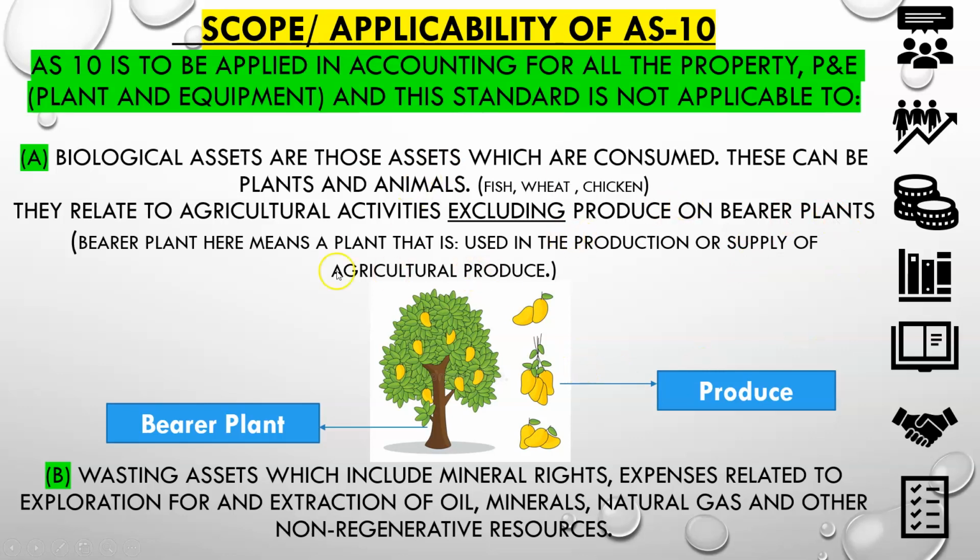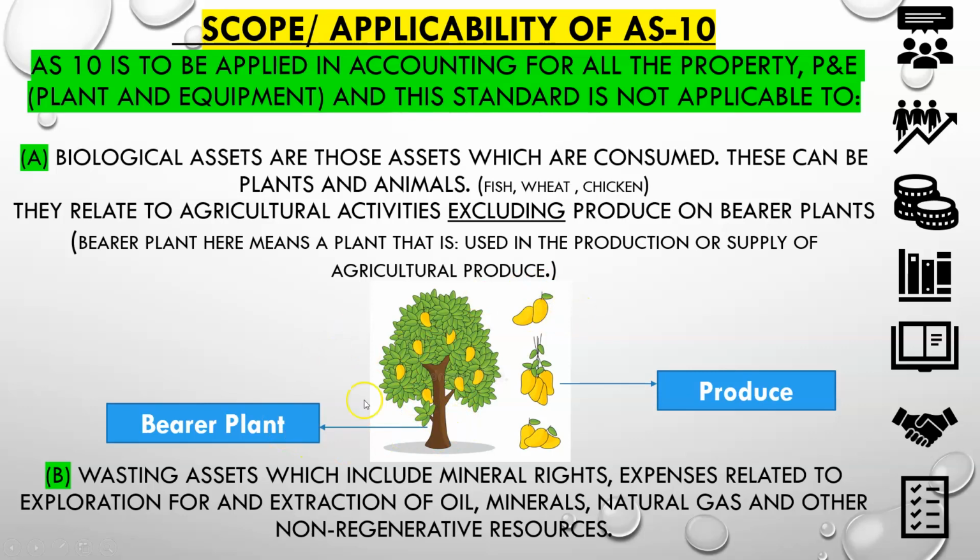Accounting standard 10 is applicable on bearer plants, but it is not applicable on other plants and animals. Now, what are bearer plants? A bearer plant here means a plant that is used in the production or supply of agricultural produce. Do you see a mango tree over here? A mango tree is a bearer plant. Why? Because it is a plant which helps in the supply of agricultural produce.